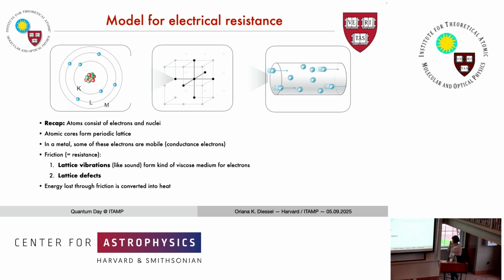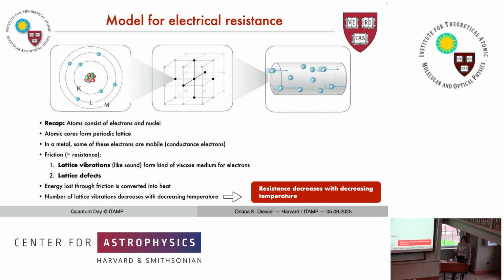Okay, so the energy we lose to this friction, or actually we learned we will not lose it, but it will be converted into heat. And it turns out that the number of these lattice vibrations depends on the temperature. So if we cool down the sample, the number of lattice vibrations should decrease. And this also means that the resistance will decrease with decreasing temperature.